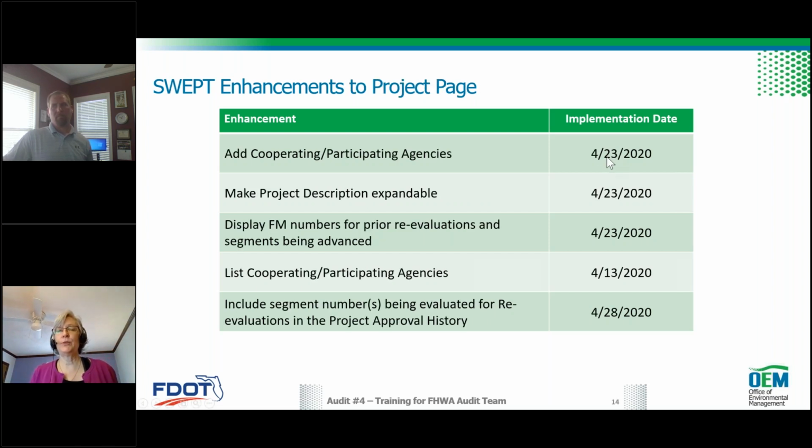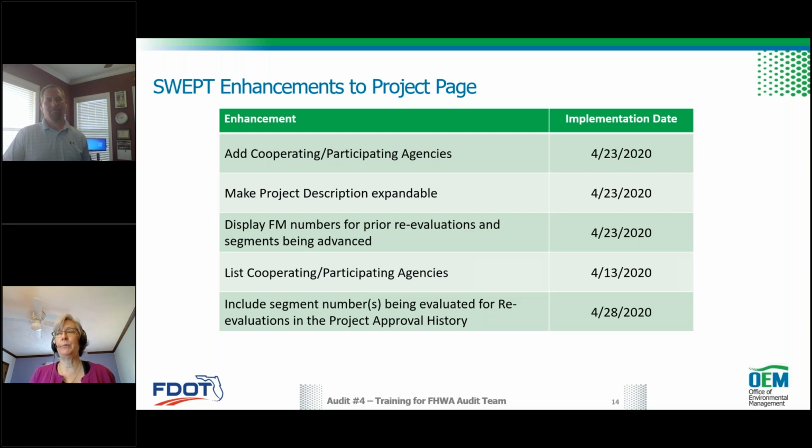On the project page, which provides the information about the projects, we've added the cooperating and participating agencies if they've been identified and accepted the invitation. We made the project description expandable and collapsible because some people put a whole bunch of information in and it was taking up the whole page. So by default, it's just a small area, and then you can click a link, click a button and read it all, and then click it again to close it.